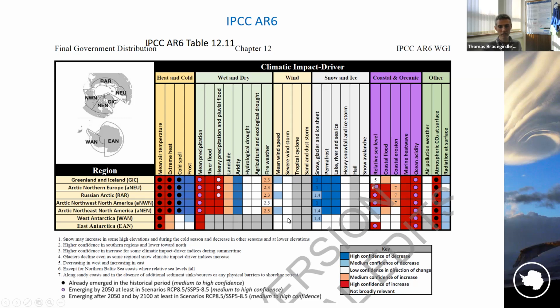for wind, there's low confidence on changes in mean wind speed and severe wind storms. And you saw the spread across the models that I just showed. This, of course, is very much a blanket picture, and it really does vary depending on which part of Antarctica you're looking at.